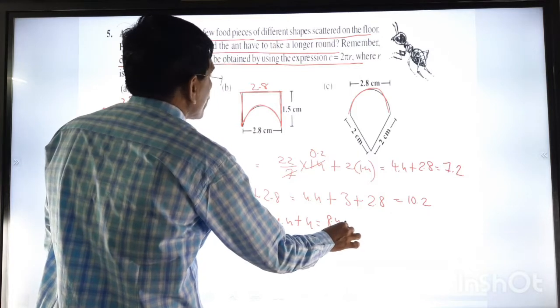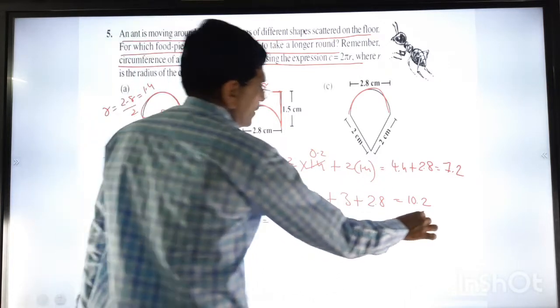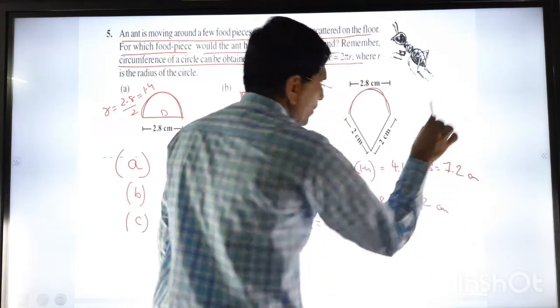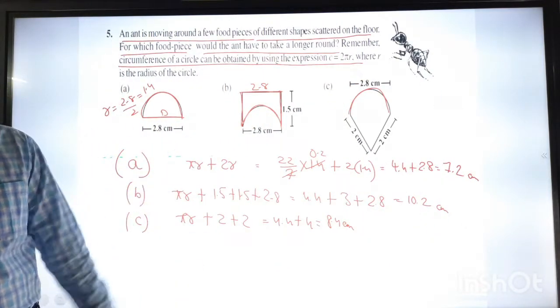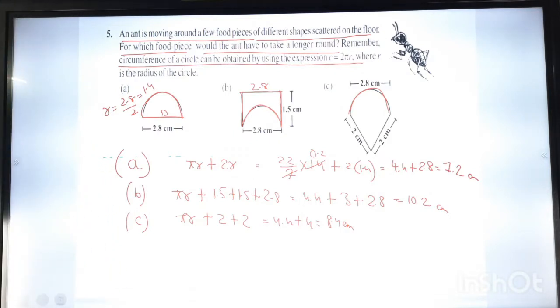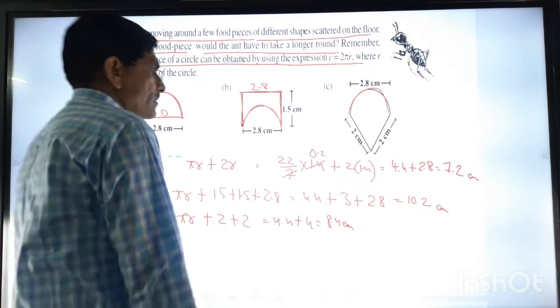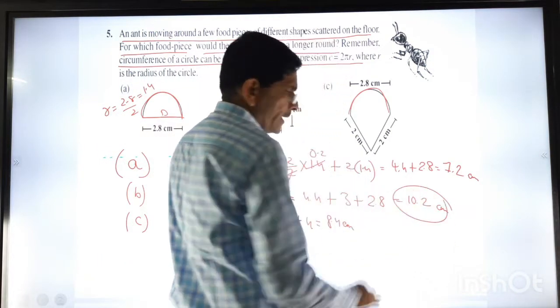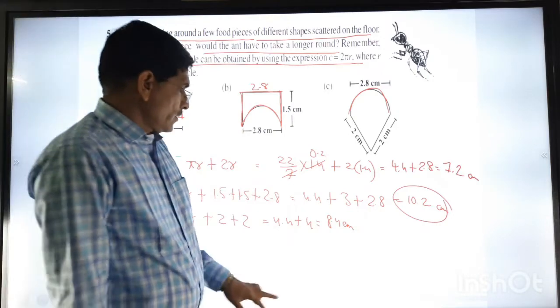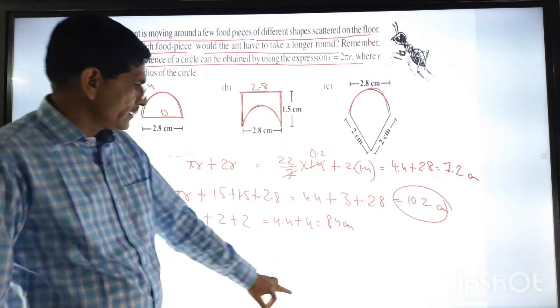Now confirm your answer by checking. Confirm it. Those who have completed it, it is good. Now try to compare your answers. So here it is the greater one. I hope you have understood. These are all easy type sums.